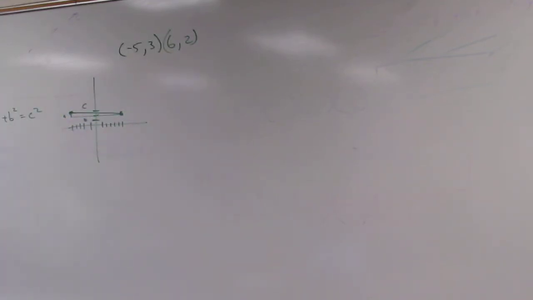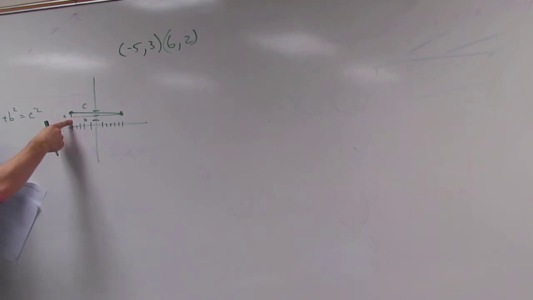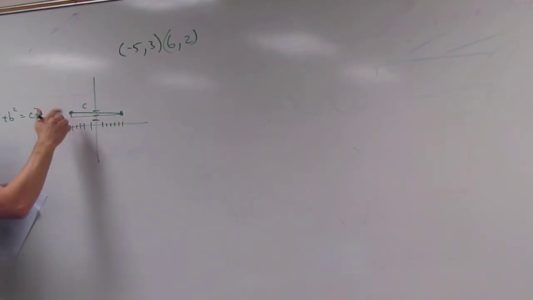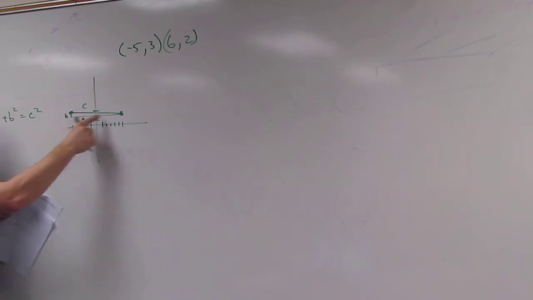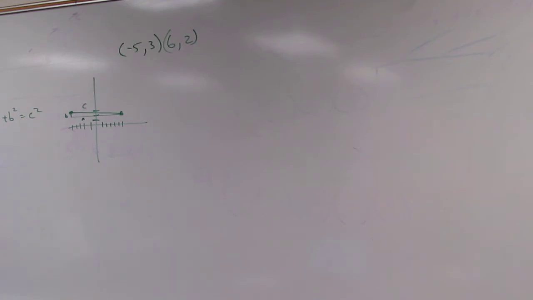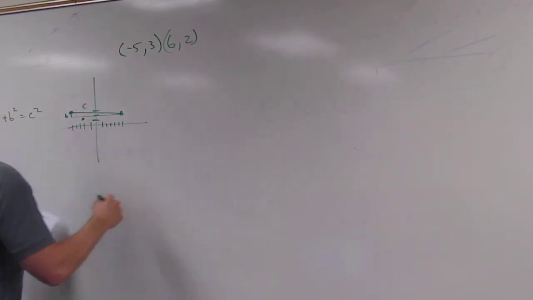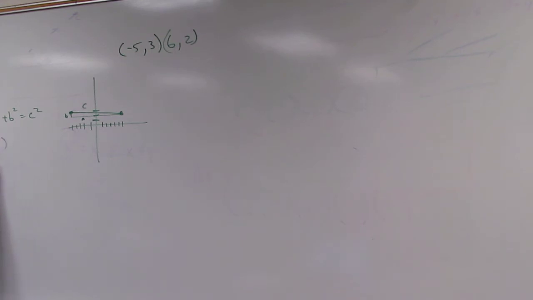In essence, I have to find the difference between this x and this x. The x's will correlate with the a. So the difference in the x's, x sub 1 minus x sub 2, and then I square that, and then I add that to the difference of the y's. So y sub 1 minus y sub 2, and I square that, because the b's are correlated to the y's, and that equals c squared.